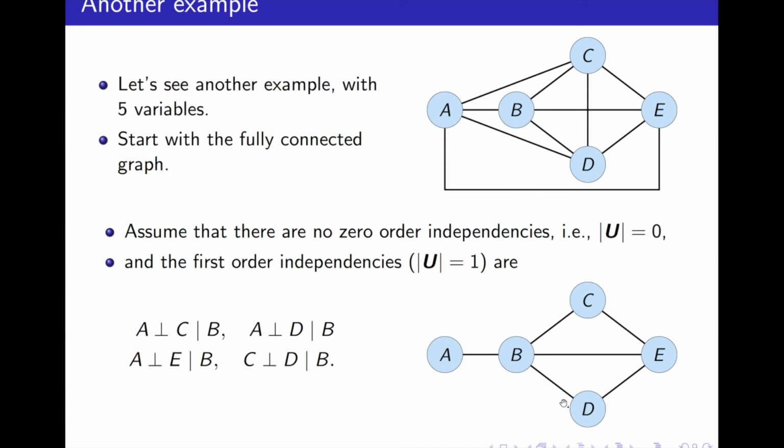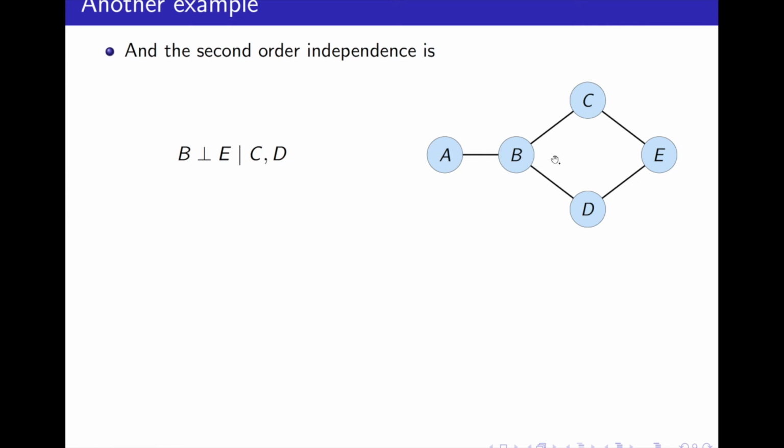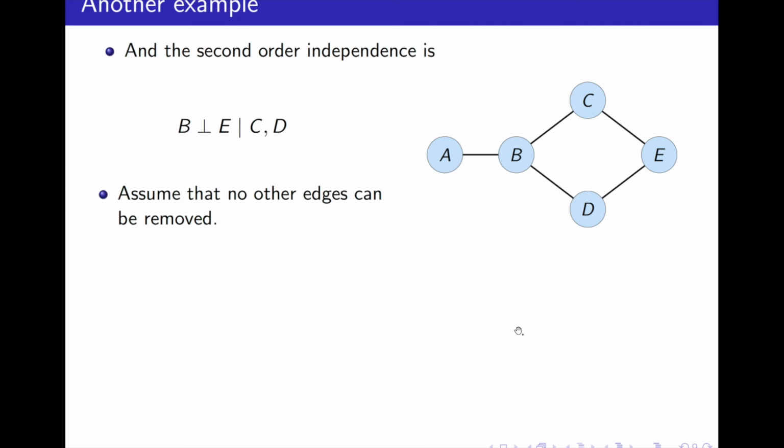Okay, so this one here. This is what I will get as the skeleton up to here. And just assume that the second order independence is this one: B and E are independent conditioned on C and D. So I can remove this edge here and assume that no other edges can be removed. So this is the skeleton.